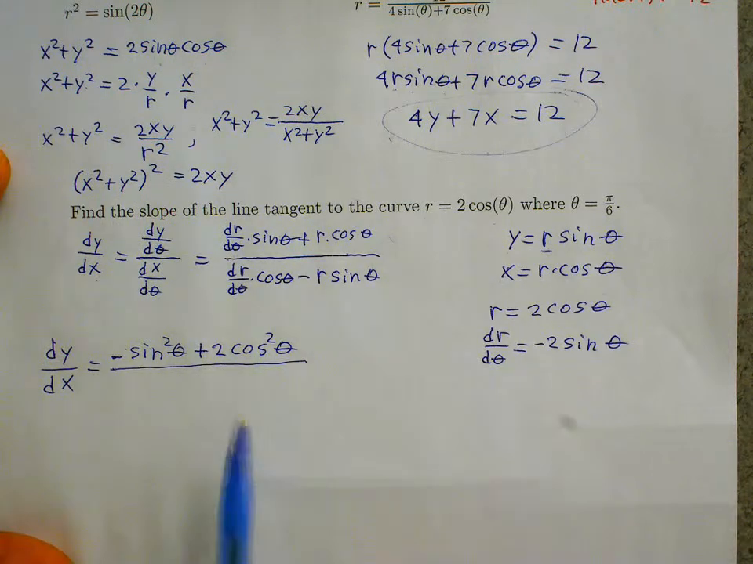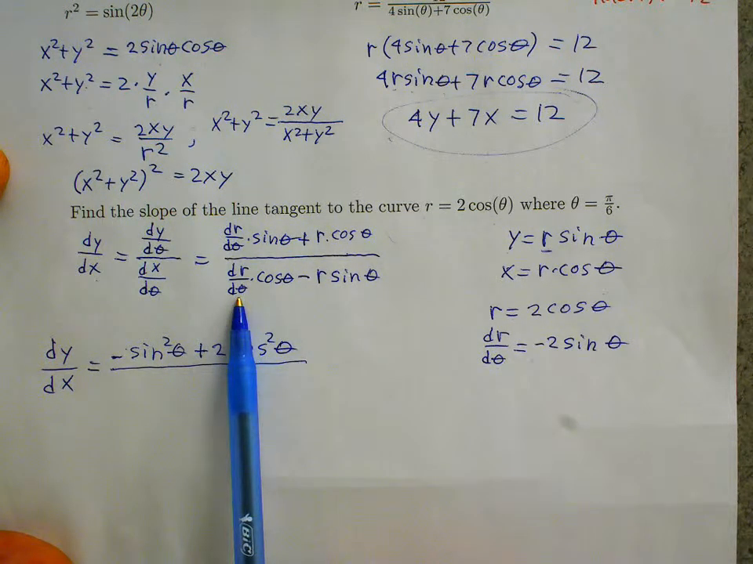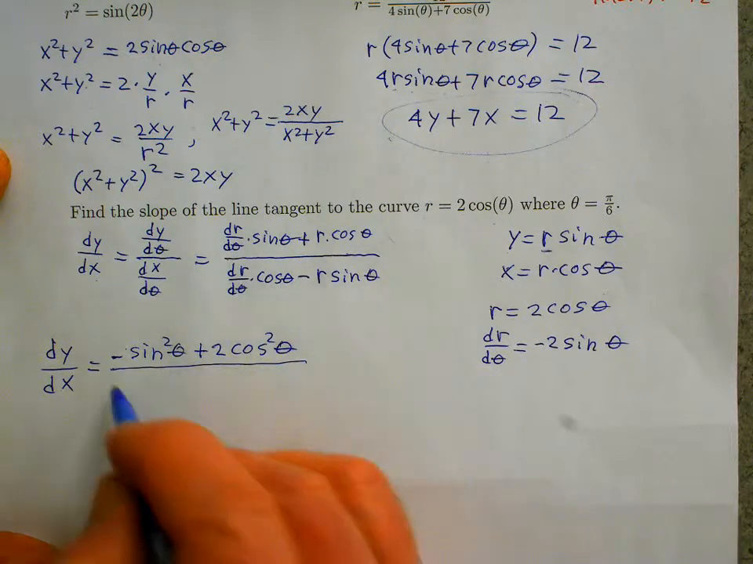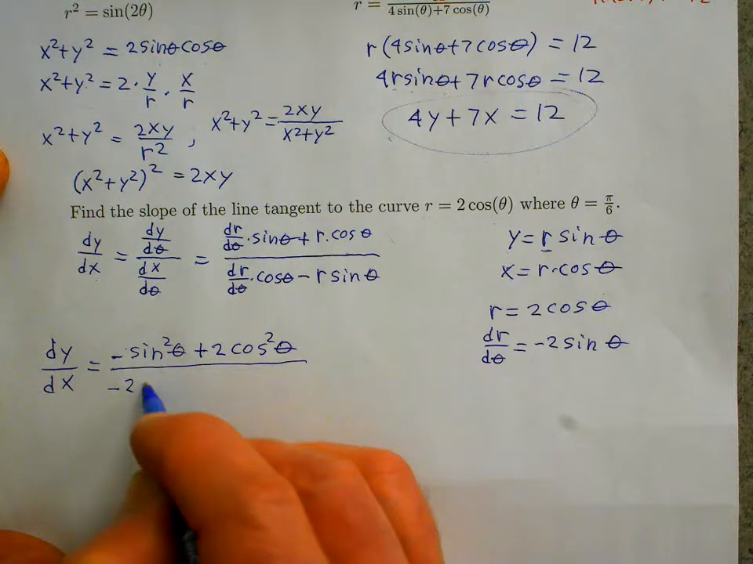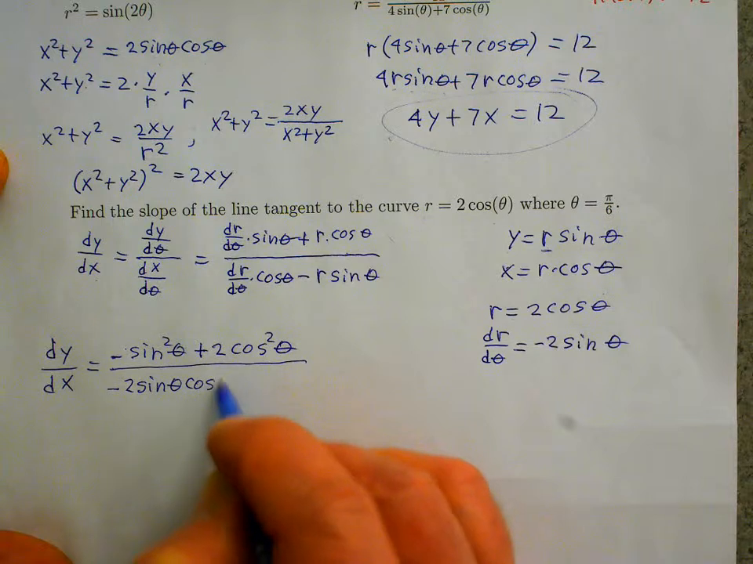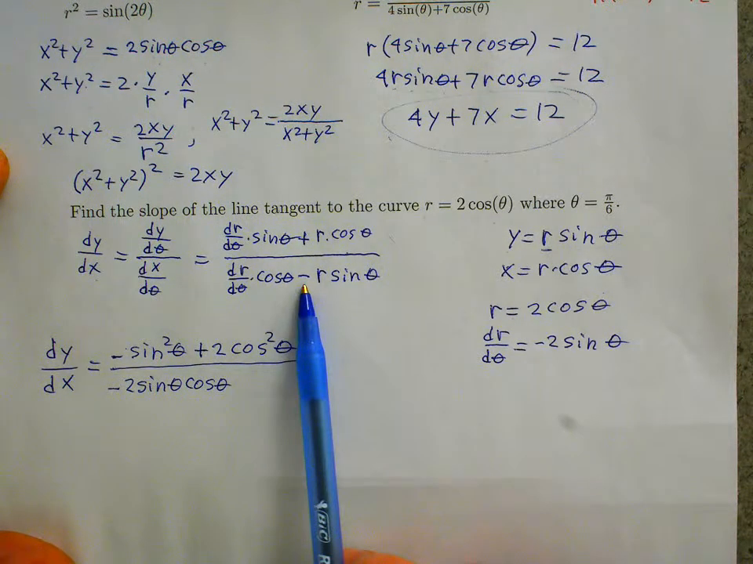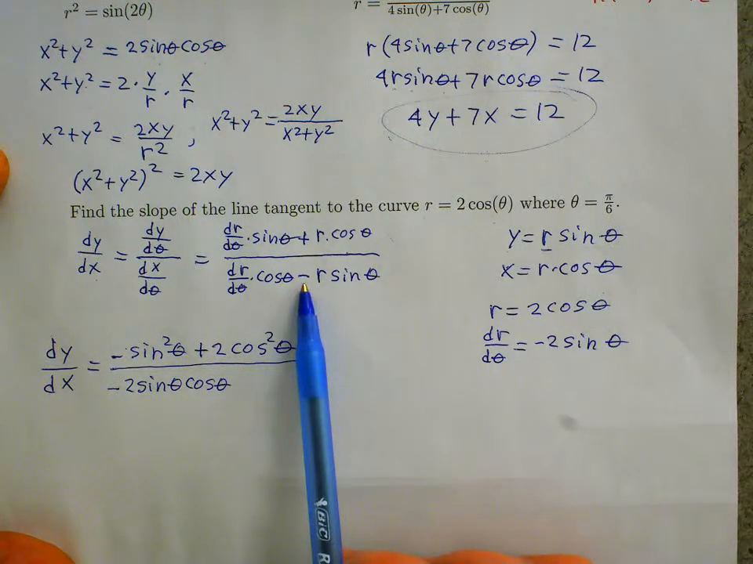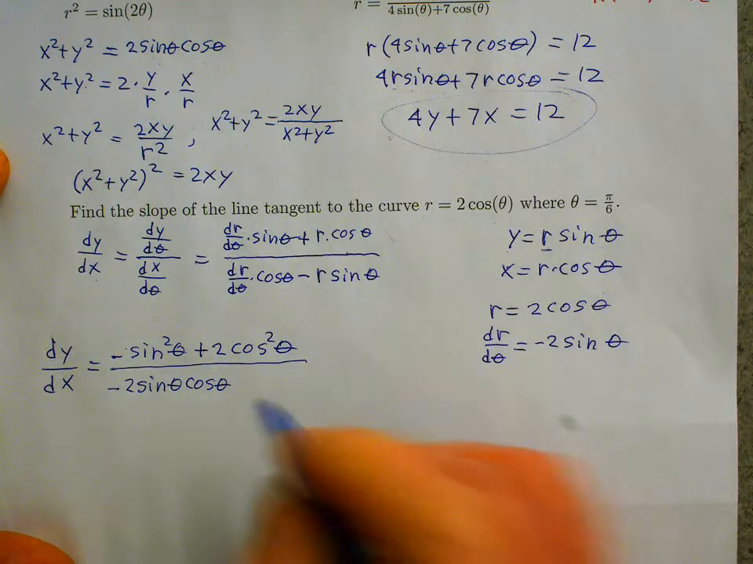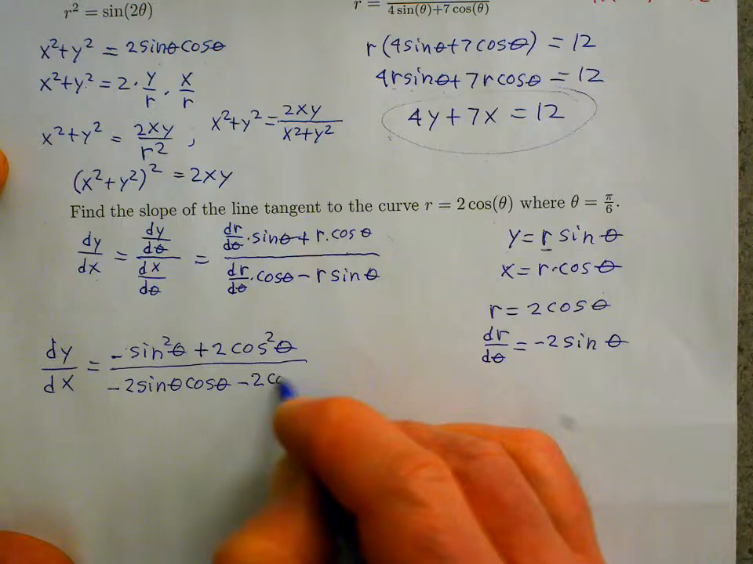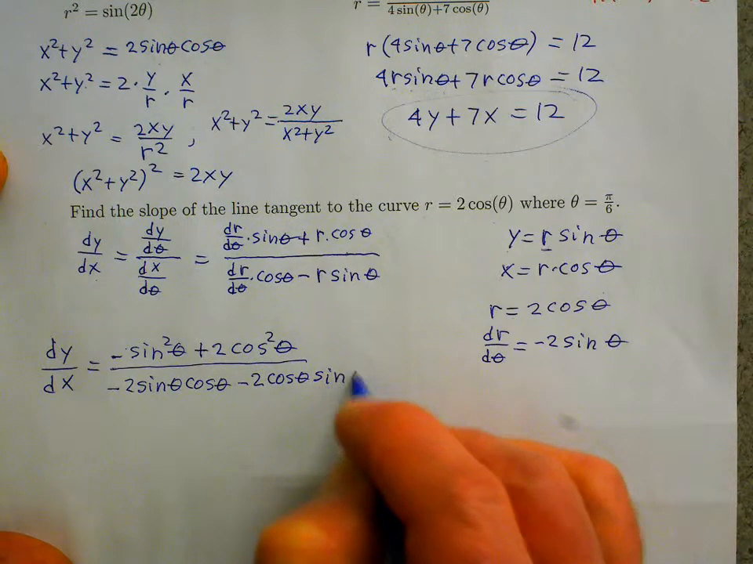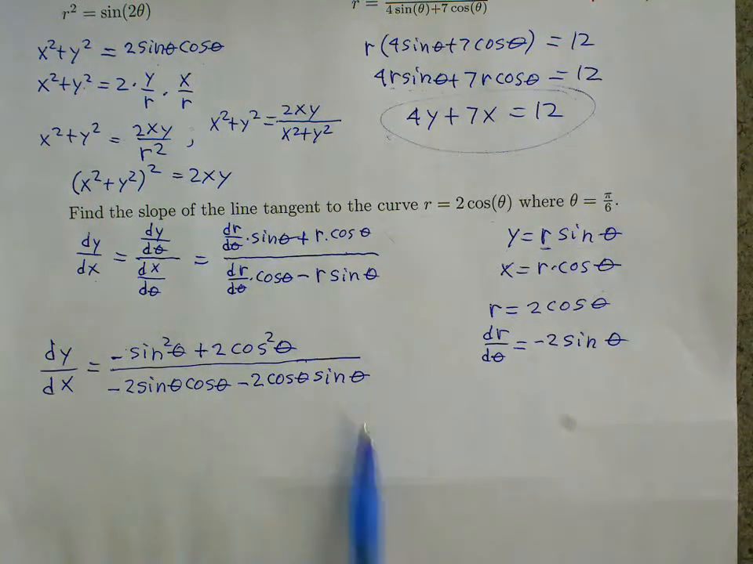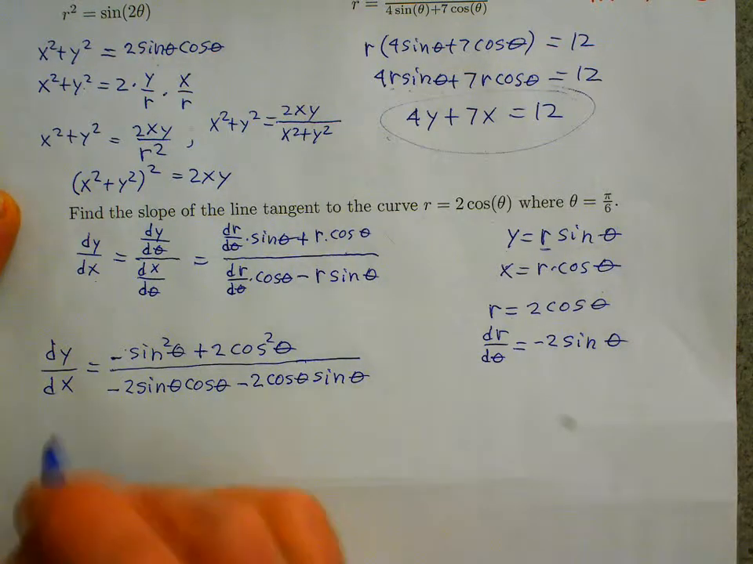Then in the denominator, the derivative of r with respect to theta is negative 2 sine of theta, we're going to multiply that by cosine of theta, so we get minus 2 sine of theta times cosine of theta. Then we're going to subtract r times sine of theta. So r is 2 times cosine of theta, so we're going to subtract 2 times cosine of theta sine of theta, minus 2 times cosine of theta sine of theta. We can simplify in the denominator because those are like terms. If you want to simplify it a little bit, we can do that.